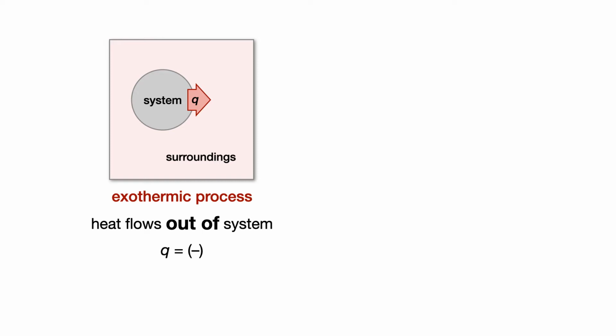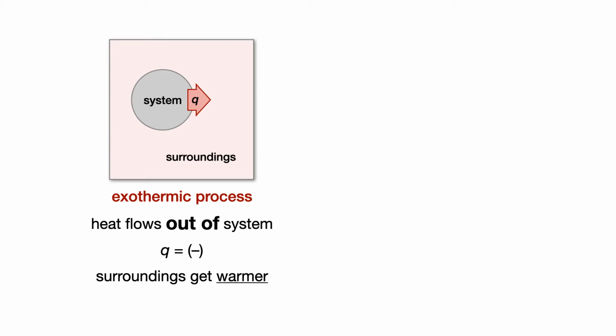One important thing to be clear on is that when there's an exothermic process, heat is flowing out of the system and into the surroundings, and so the surroundings are getting warmer. So if you've got a process where the surroundings are getting warmer, then that process is exothermic. The system itself is losing energy. Heat is flowing out of the system.